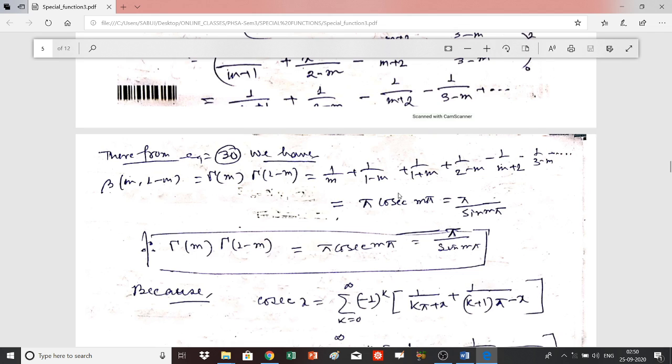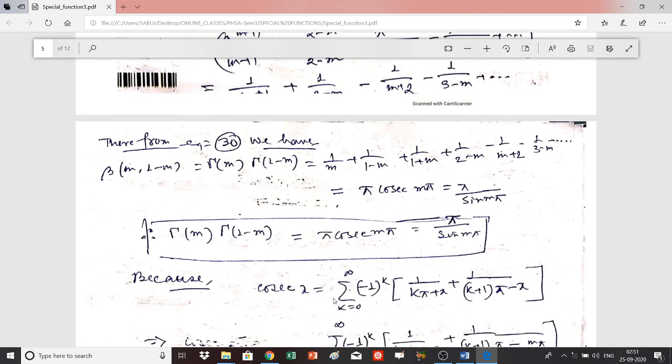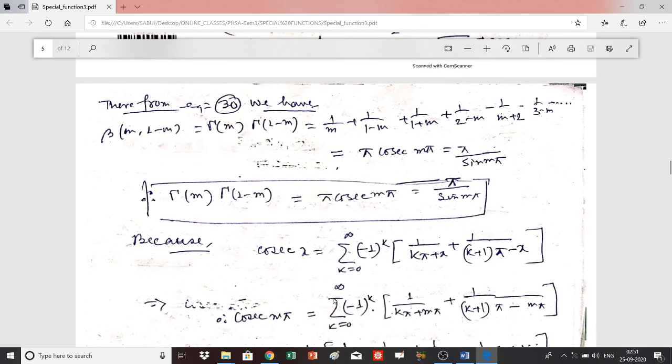Now the reason is here. I have directly written here that this term is equal to pi cosec n pi. Now there is another work we have to do, which is to prove whether this series is equal to this or not.